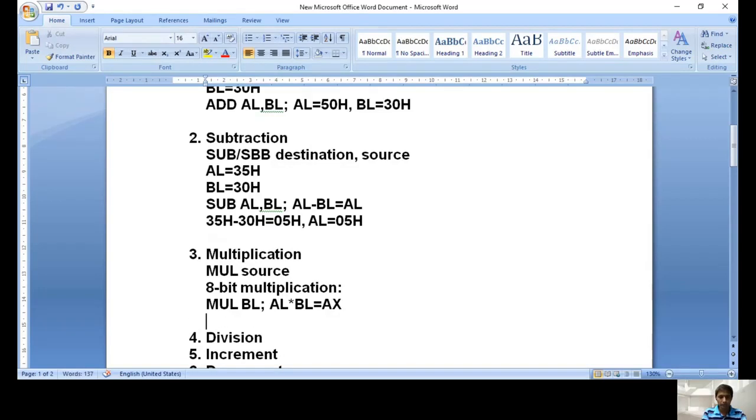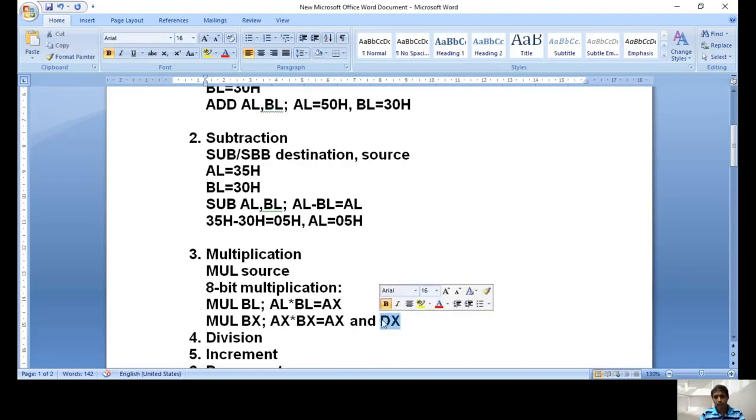If it is a 16-bit multiplication, then MUL BX. So in that particular case, what happens? AX data is multiplied with BX data and the result is stored in AX and DX. Here, after performing MUL BX, the AX contains the first 16-bit result, and the next 16-bit result is stored in DX.